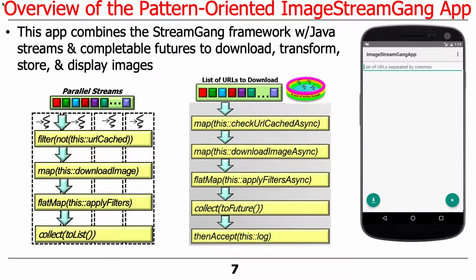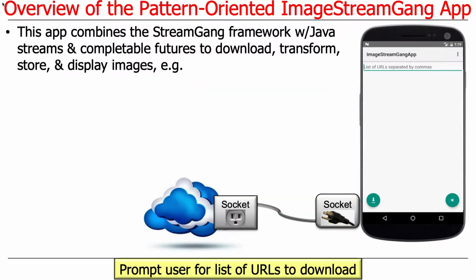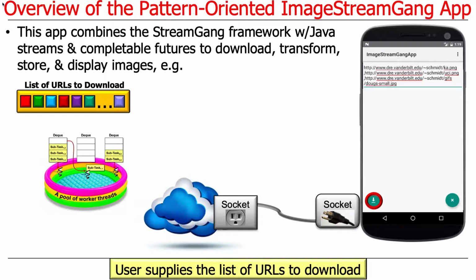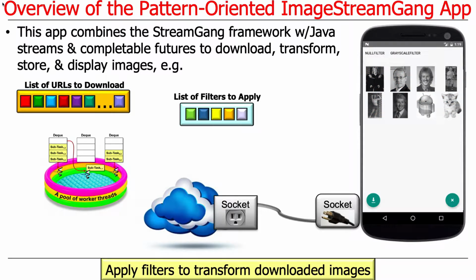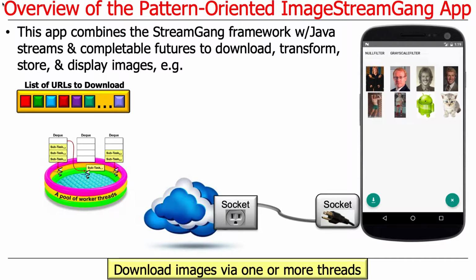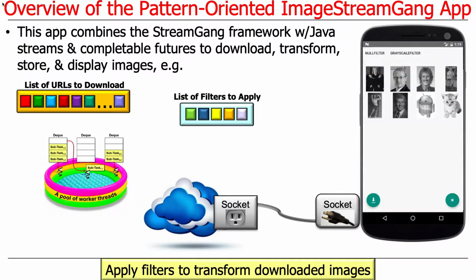So here's what the interface looks like. You have a little box where you can put a bunch of URLs separated by commas. So the user is prompted for the list of URLs to download, and then they can supply the list of URLs, and then they can go ahead and click the download icon, and that will then download all those images in one or more threads of control, and then it'll apply a bunch of different image filters to it. So here's sort of the regular version, here's the grayscale version, there's other versions as well. Much like your program, you can have all kinds of different filters to apply.